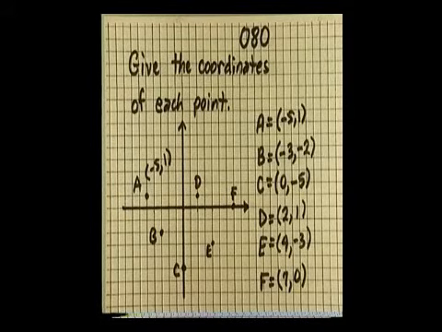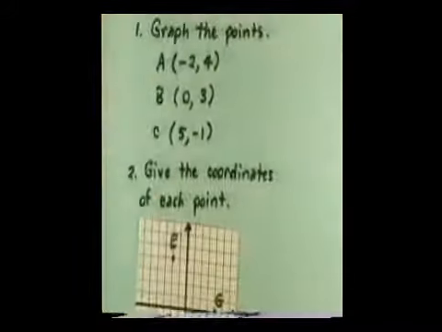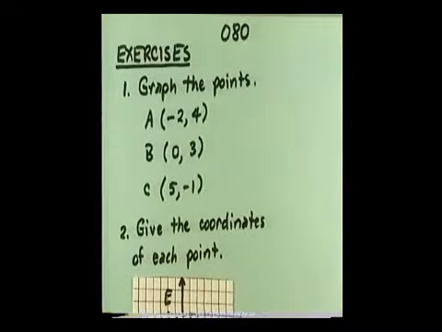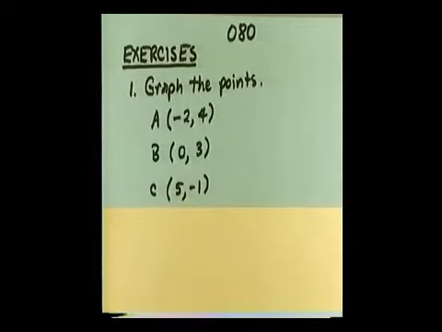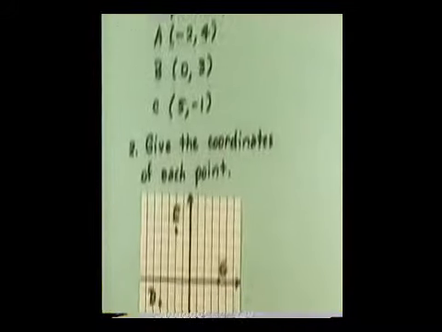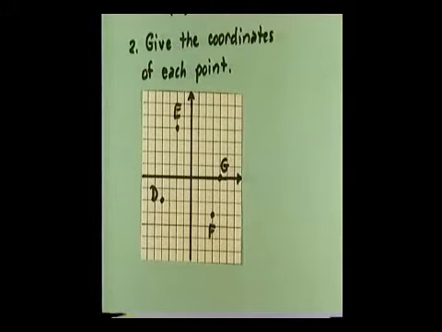Now I'd like you to do some exercises. 2 types. First, graph the points. Copy these coordinates down so you can graph these points. For point A, -2, 4. For point B, 0, 3. And for point C, 5, -1. Then, give the coordinates of each point. We have D, E, F, and G.